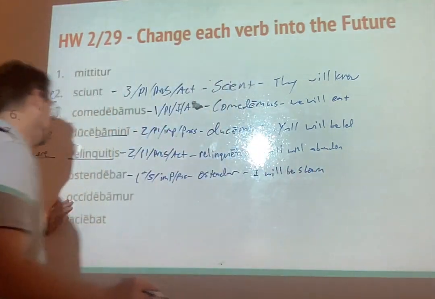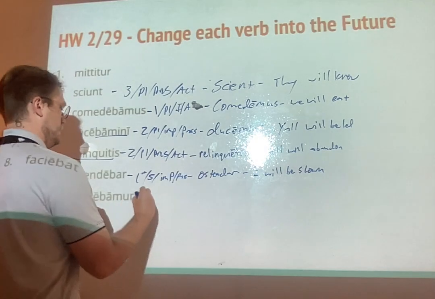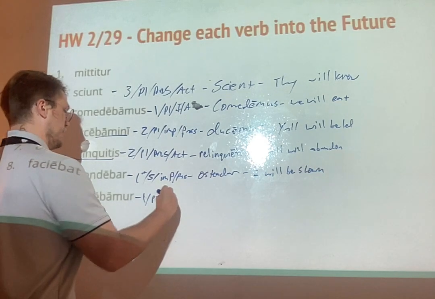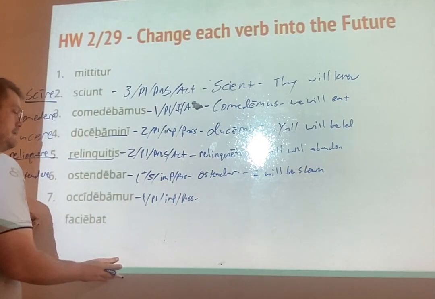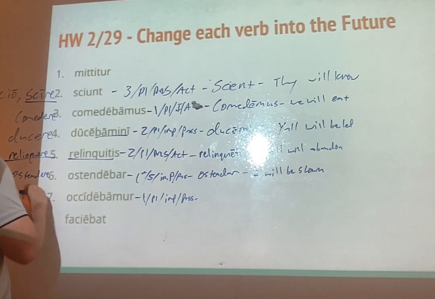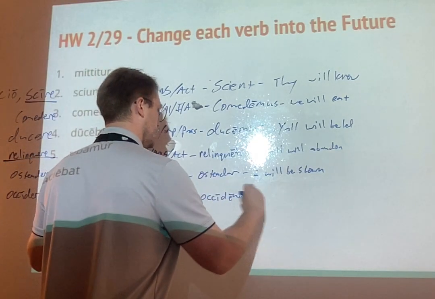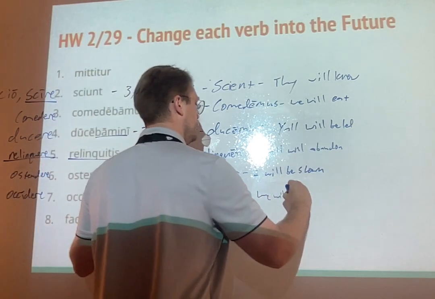Very good. Occidēbāmur. How does that parse? It's going to be first. It is first. It's plural. Imperfect. Passive. Excellent. So how's it going to look in the future? Occidēmur. Good, because it comes from occidere, which is also third, so it takes ēmur. And how does that translate? We will be killed.